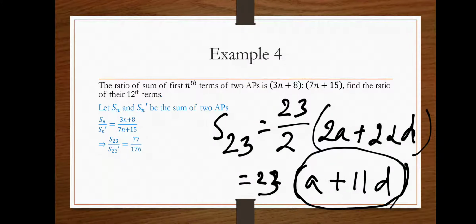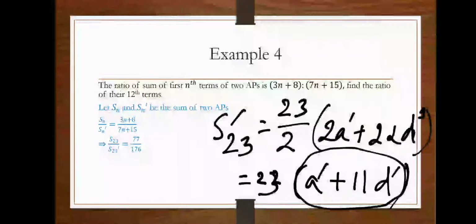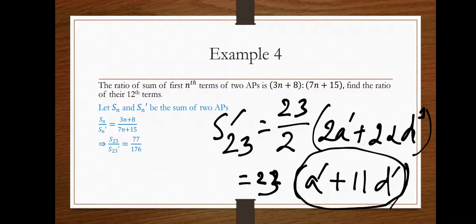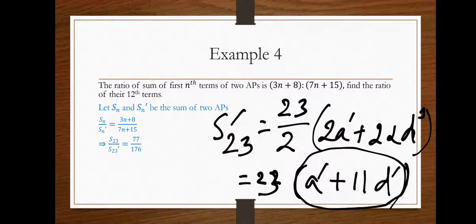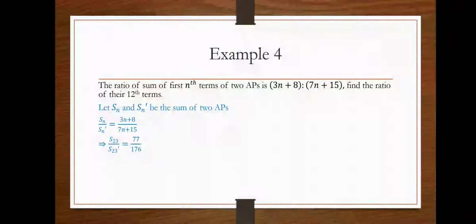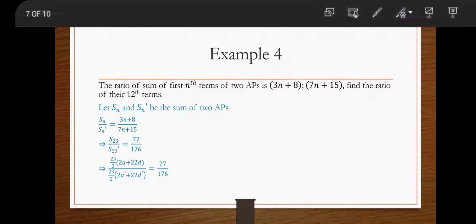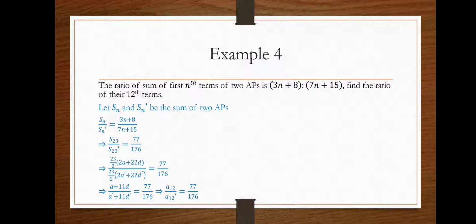Right? Same for S dash 23. So if I put S dash, everything will be in dash. So in this case also I'll come across a dash plus 11d dash, which is the 12th term of that AP. So therefore, whatever is the ratio of the sum of the two APs for 23 terms is exactly the same as the ratio of their 12th terms. So therefore, all I need to do is just put the values, calculate, and I get this. So therefore, the ratio between the 12th terms is 77 by 176.